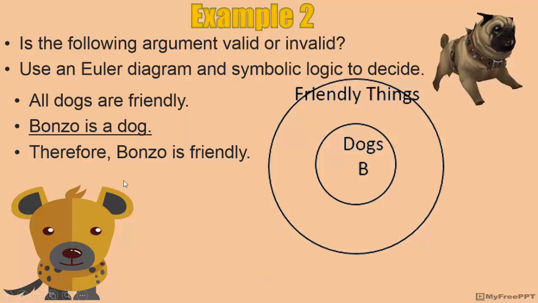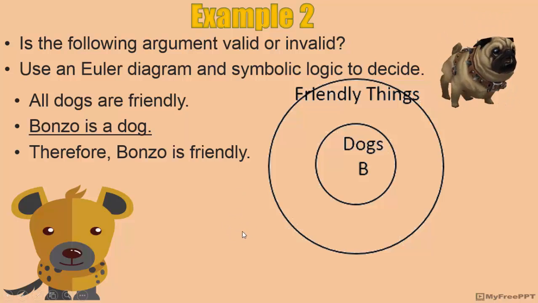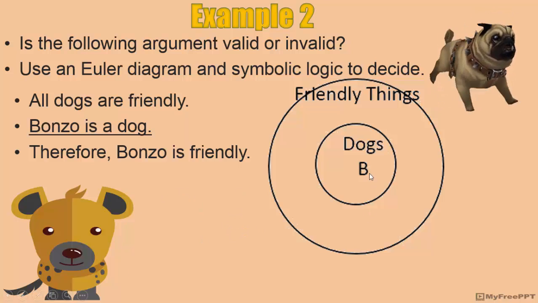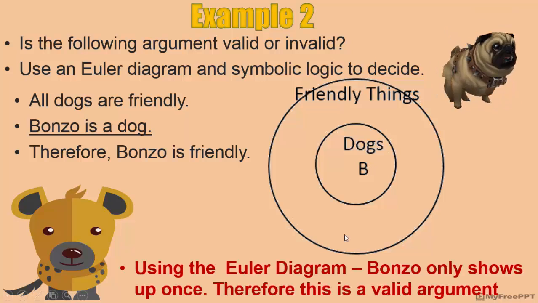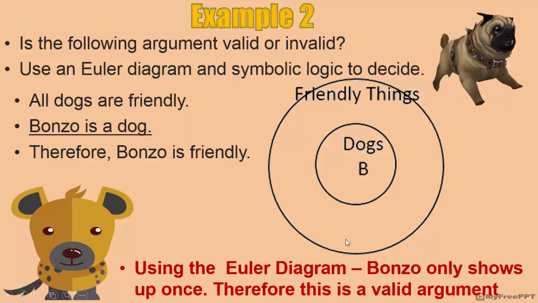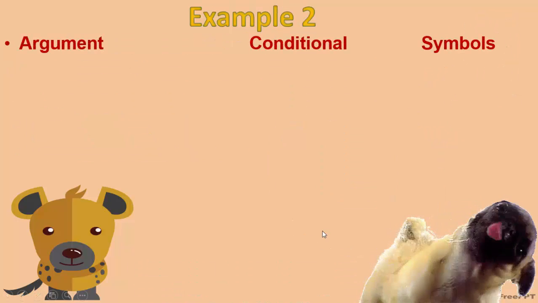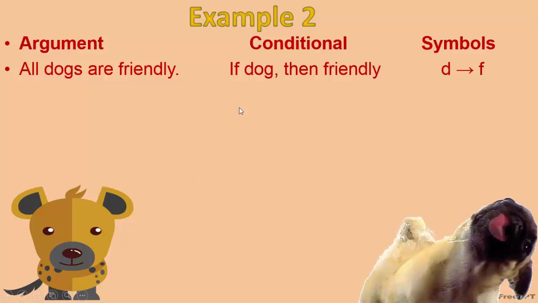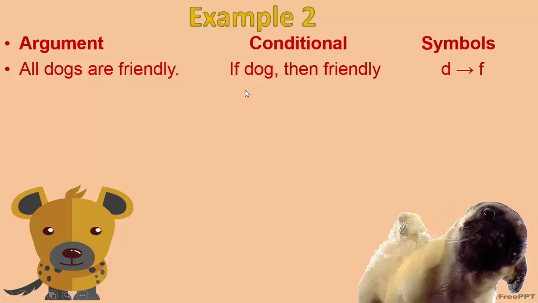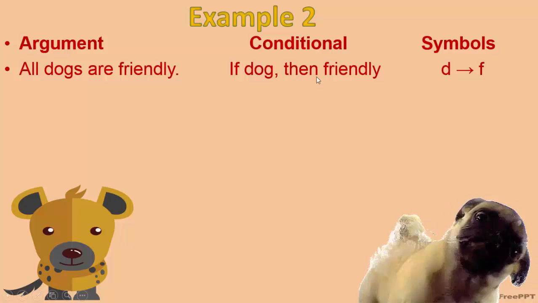Well, Bonzo is a friendly thing, and Bonzo is a dog. Therefore, we have Bonzo right here. So, therefore, Bonzo is friendly. Let's use symbolic logic to see if this verifies what we just did with the Euler diagram or not. We first write our argument, conditional, and symbols, and we first do the first line. All dogs are friendly. Then we write it in terms of the conditional language. If a dog, then friendly.